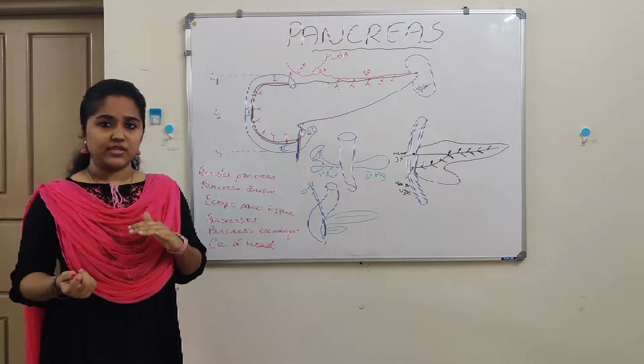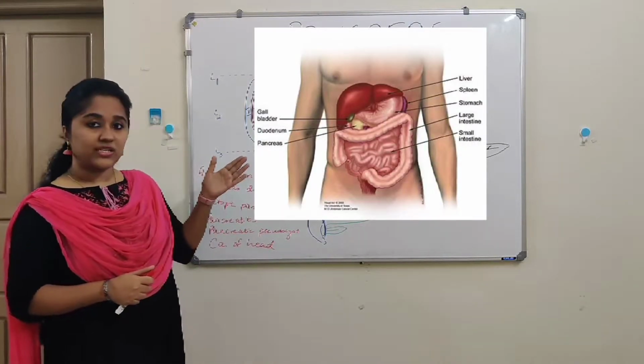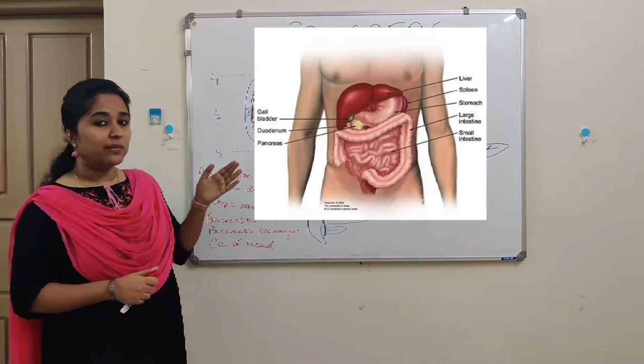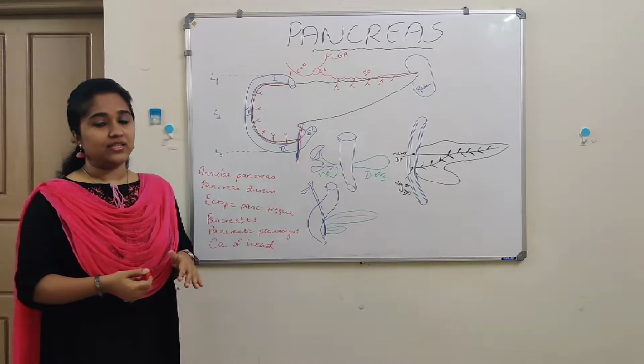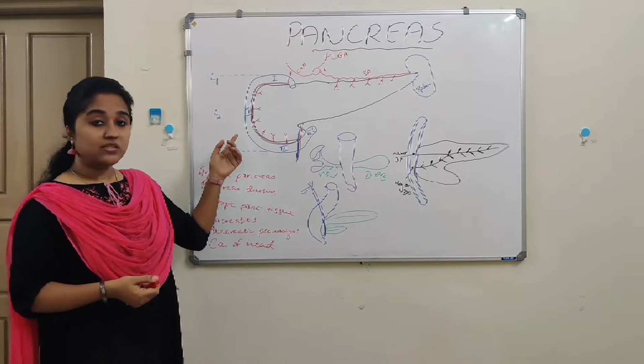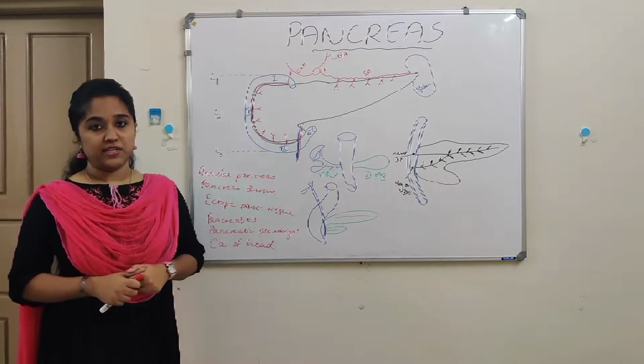So where is it located? The pancreas is located in the posterior abdominal wall. You can see it is located behind the stomach, so you're not able to visualize the pancreas properly. Once you remove the stomach and see, you can see that it is extending from the duodenum on the right side to the spleen on the left side.